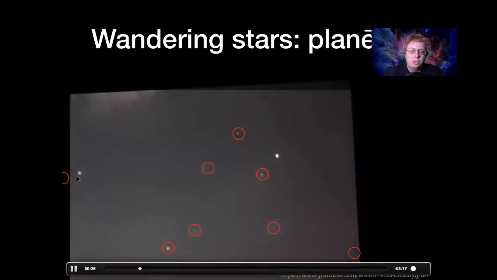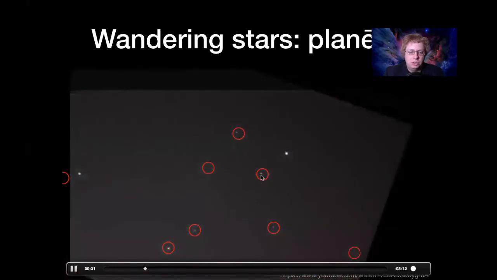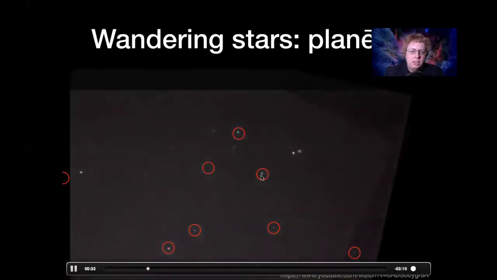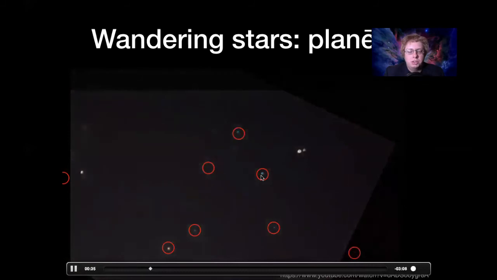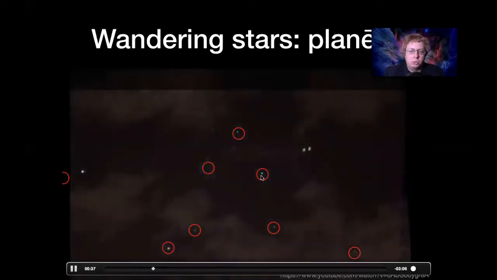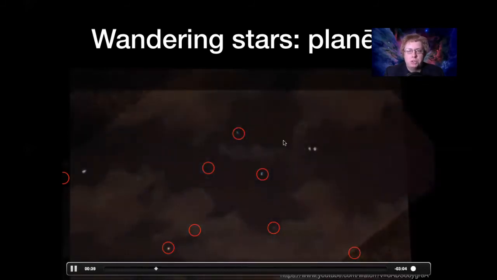You can see that these two wanderers are not following the same pattern as the rest of the stars in the sky. And even millennia ago, the ancient Greeks realized that these stars were different, and they called them wanderers, or planetae.